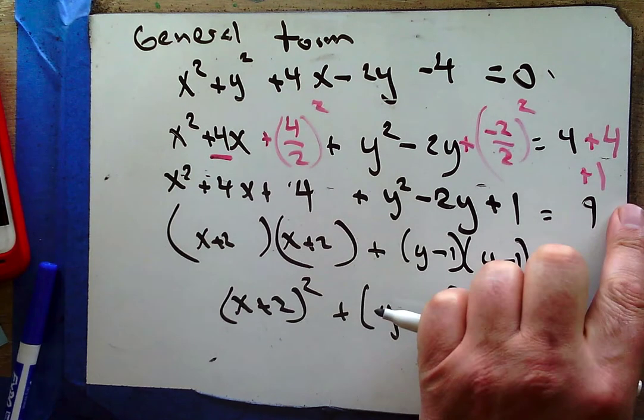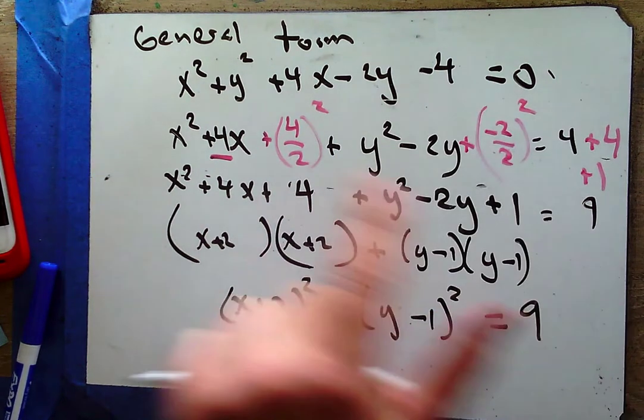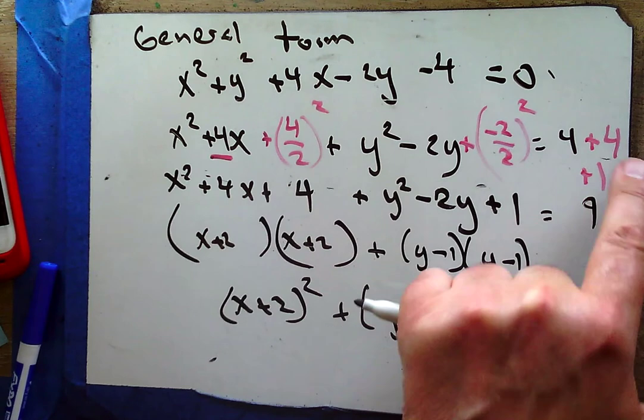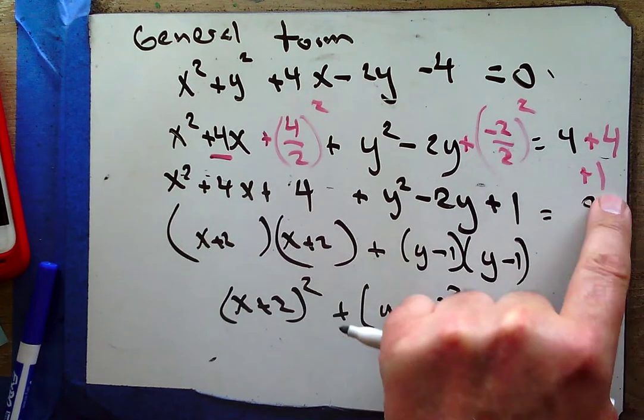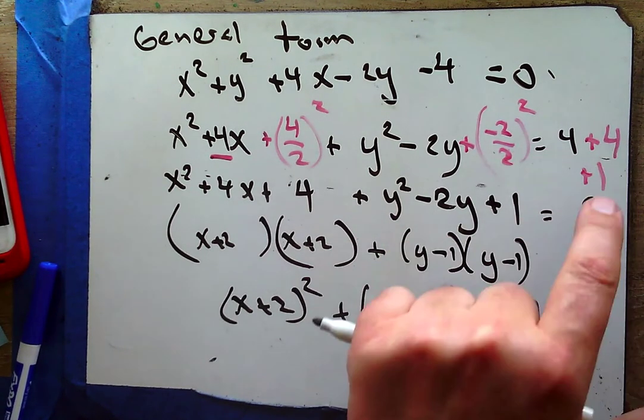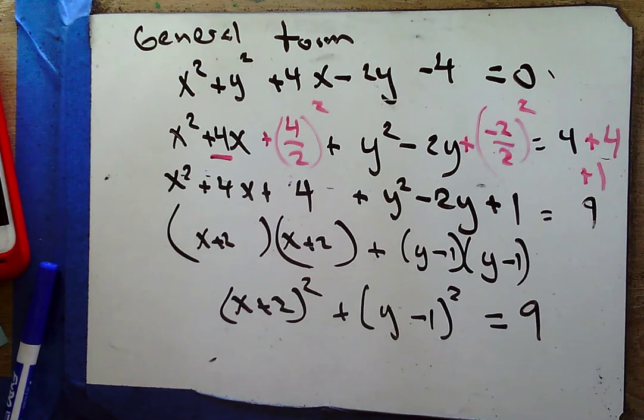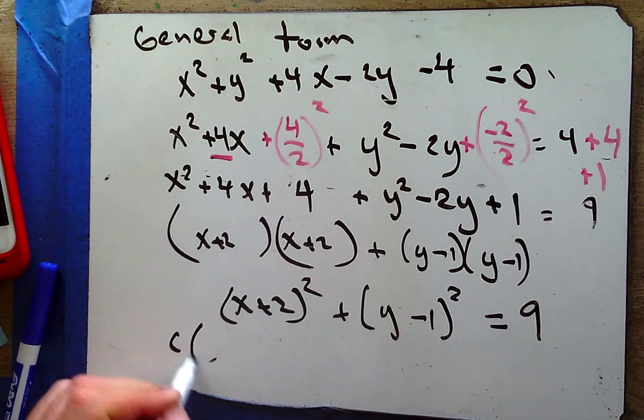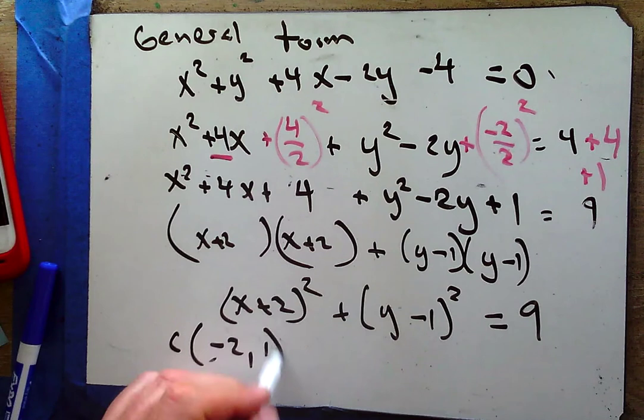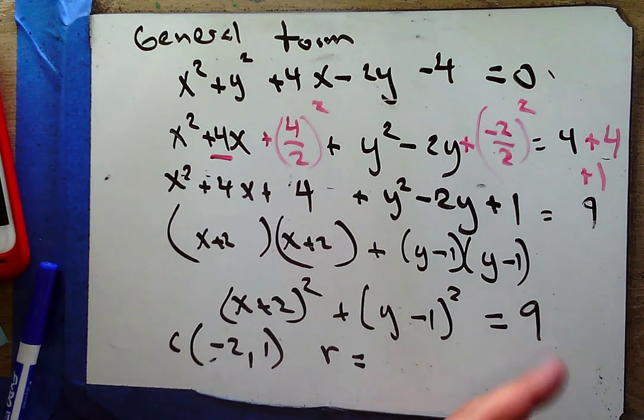Now why is it 9? Well, we moved this 4 over. We needed 4 to complete that square, and we needed 1 to complete that square. 4 plus 4 plus 1 gave me that 9. And now I see that the center is located at negative 2, 1, and the radius is the square root of that number, or 3.